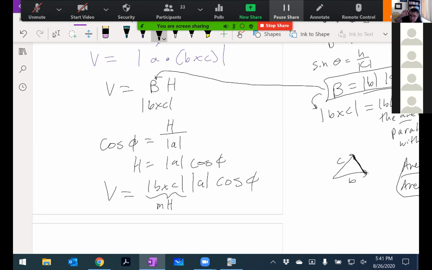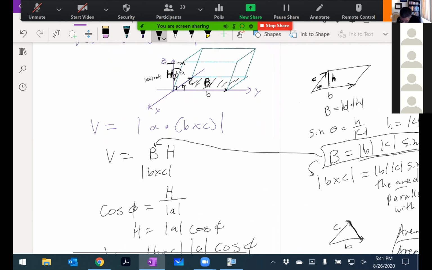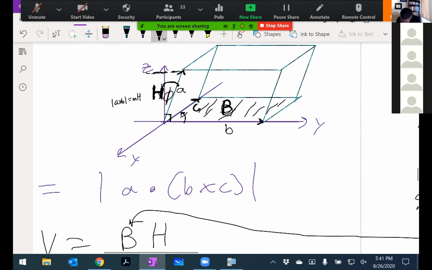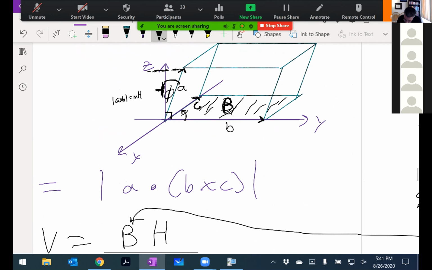That's in the same direction as H. Well, with A and the magnitude of A, and then I take the cosine of phi. Well, isn't phi the angle between A and B cross C? Isn't phi the angle between A and B cross C? Yeah, look at this. The angle between A and H is phi. Well, wouldn't that be any angle that's a scalar multiple of H?